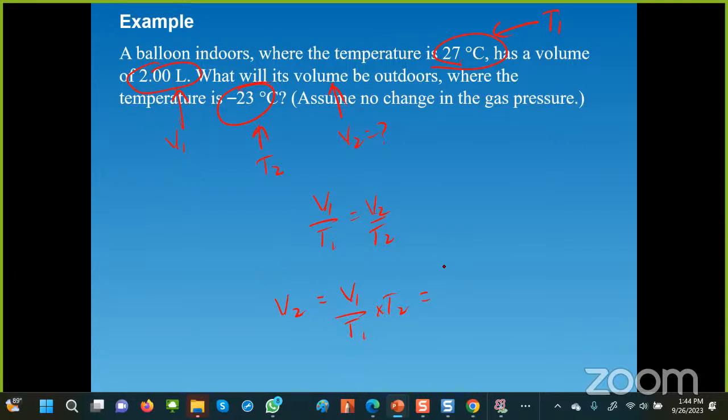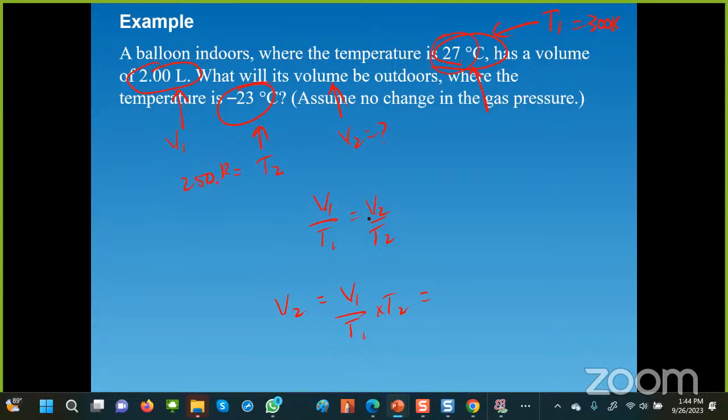And then we put the numbers in. Now, remember, Charles' law specifically says that the temperature has to be expressed in Kelvin. So what we have to do in this case is add 273 to 27, and that gives us 300. So that will be 300 Kelvin here. And we add 273 to minus 23, and this would be 250 Kelvin.